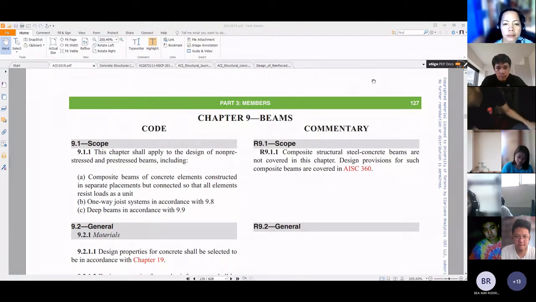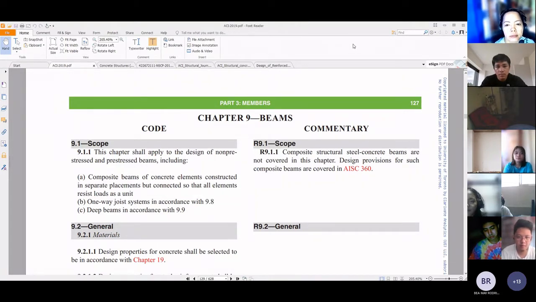One of which is the ACI code. The ACI code is also the basis for the National Structural Code of the Philippines, and one of the parts of the code is the design for the beam, which we already have discussed. I have given you one example problem for the design for the beam.